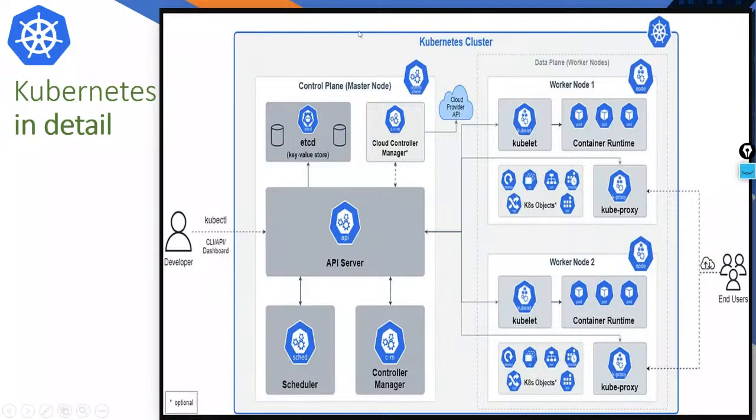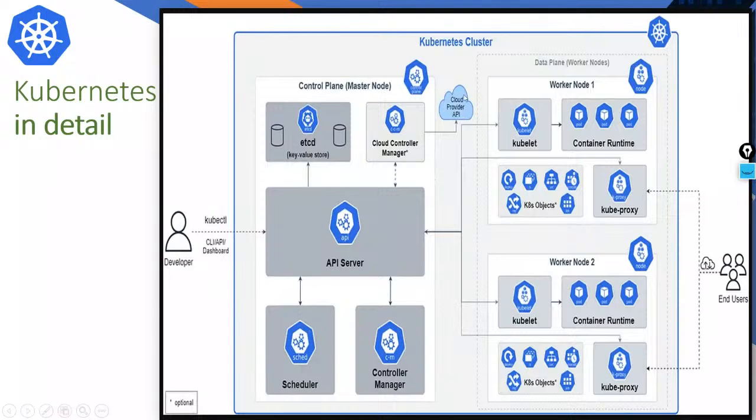So we can do one master and two slaves. Now the question is, what are these? The master has these components. One is etcd. etcd is a key value store, but the main component is the API server. This is a Kubernetes component, the API server. There is a scheduler, and there is a controller manager.